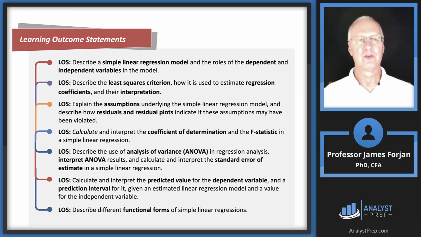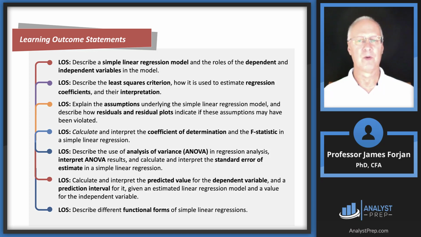Take a look at those first three learning outcome statements. We want to describe a regression model, talk about dependent and independent variables. And this is what I was suggesting in that first slide about one variable impacting another variable. What we're going to do is describe this least squares criterion to estimate some regression coefficients. And then that's probably the more important part of that second LOS, the interpretation of it. Of course, we need to know assumptions of the model. We need to know about residuals.